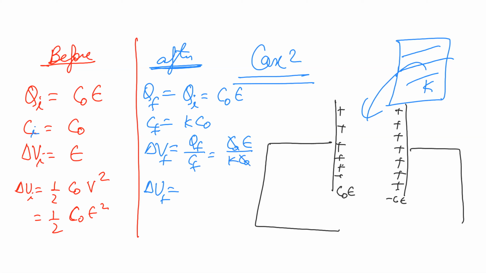What will happen to the energy? How much energy will it be? Energy will be half C final, V final square, E square by K square. So how much will it be? Half C naught E square by K. Okay, so this will be the energy. Now anyone has any doubt in this?